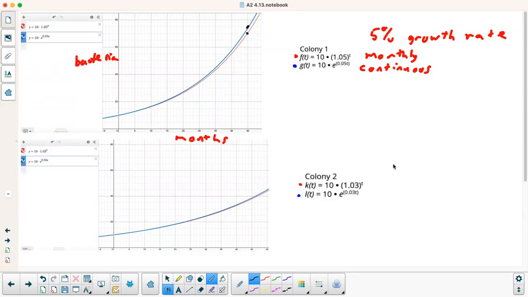Okay. Same thing happens here. This is 3% growth. This is using that new function. So this one is continuous. And this is applied monthly.